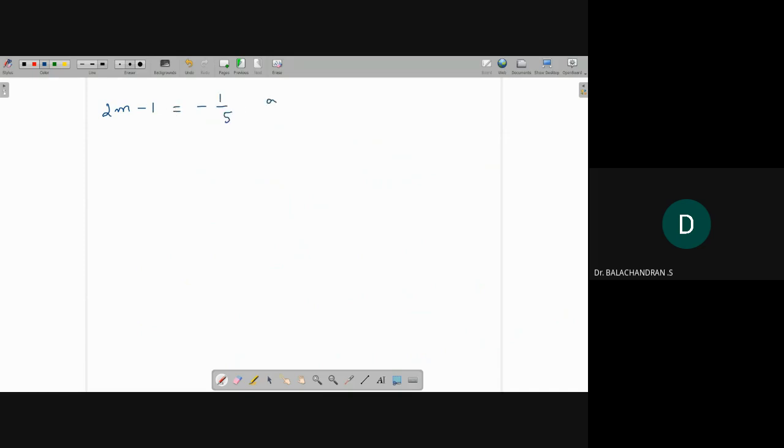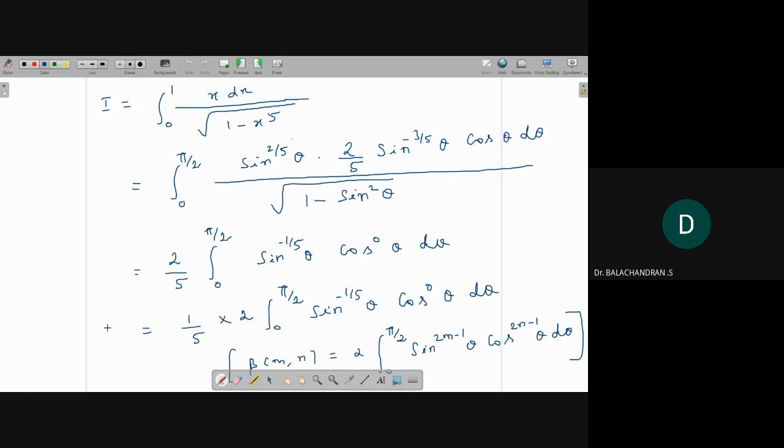And 2n minus 1 is equal to 0. So from this, what is m? 2m equal to 4 by 5, so m equal to 2 by 5. And from this, n equal to 1 by 2. So actually this is also I, I is equal to 1 by 5.